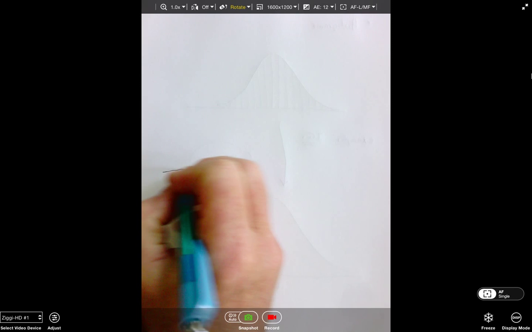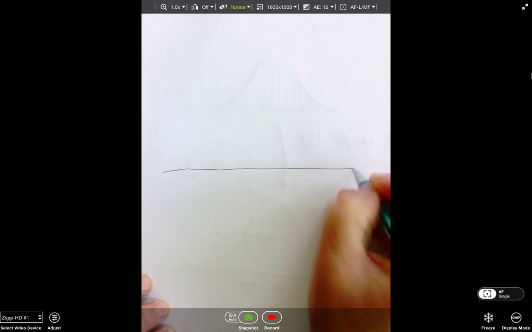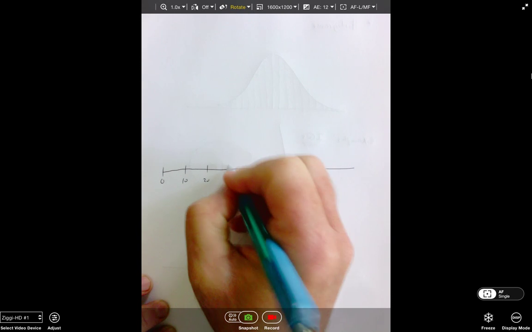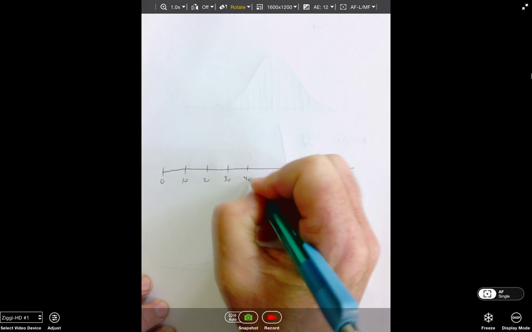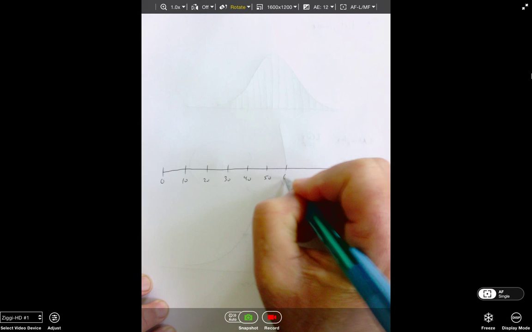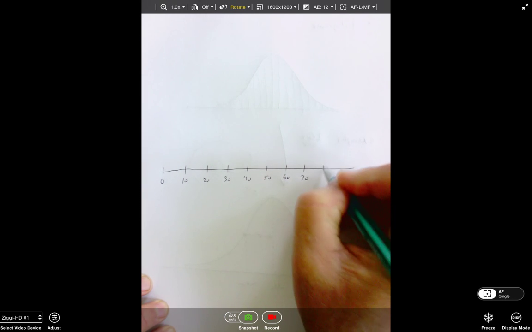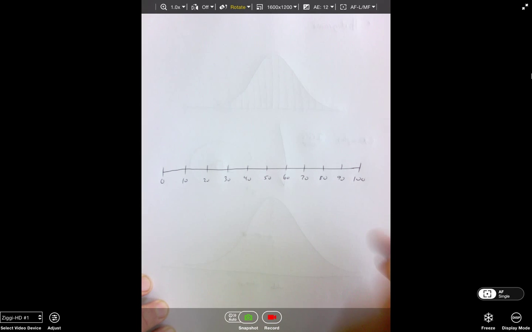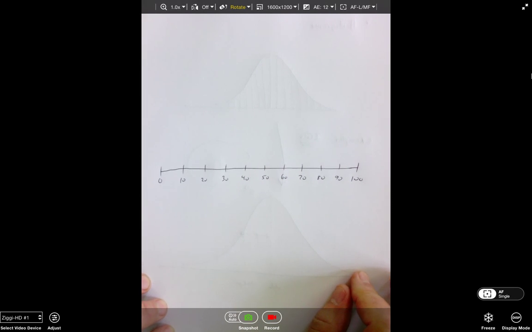The best way to think about this is, let's say we've got an axis here, and let's run this axis from 0 to 10 to 20 to 30. Okay, I'll stop. That was annoying. And let's just run it up to 100. And let's see how these distributions behave with different means and different standard deviations.